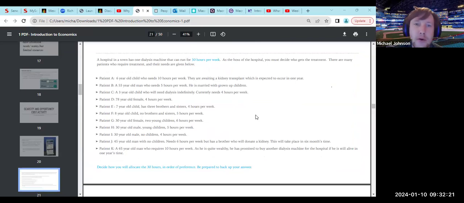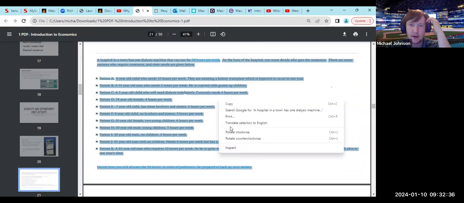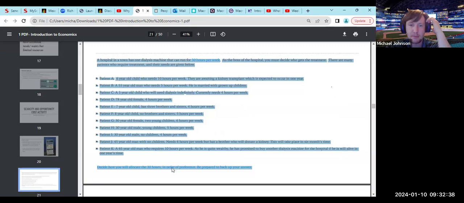A hospital in a town has one dialysis machine that can run for 30 hours per week. As the boss of the hospital, you must decide who gets the treatment. There are many patients who require treatment, listed below. Decide how you will allocate the 30 hours in order of preference and be prepared to back up your answer.